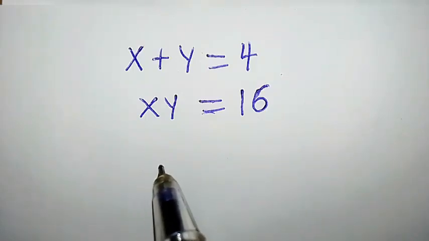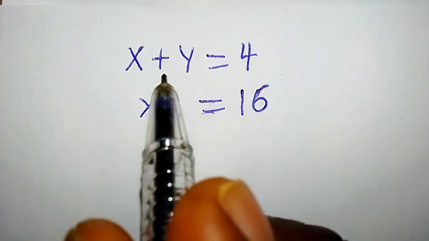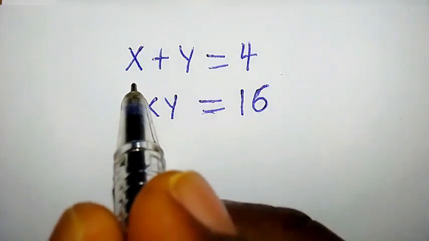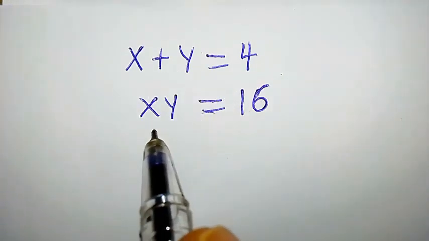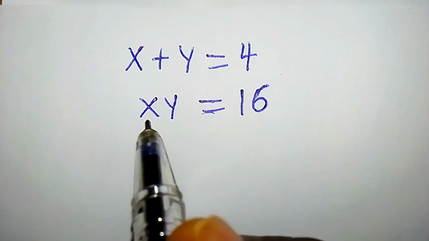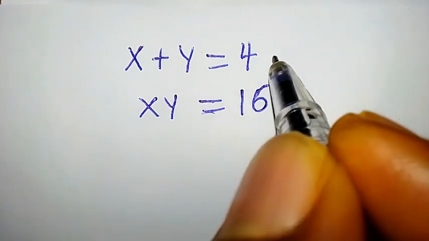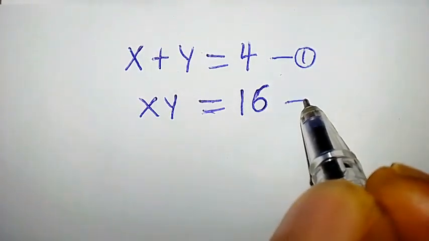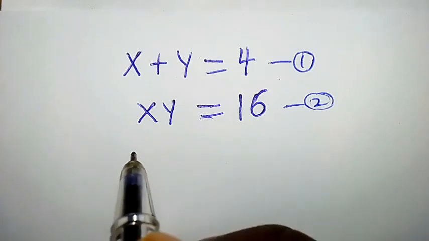Hello, how do we solve these systems of two equations? x plus y equals 4, xy equals 16. How do we find the value of x and y? Let us call this equation 1 and this equation 2.